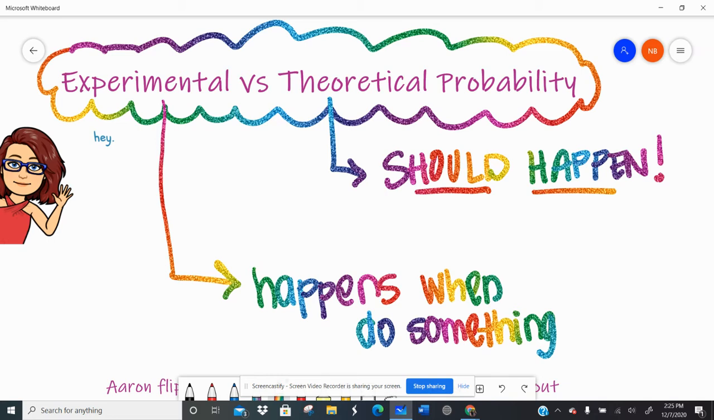When you're looking at an event, right? Sorry, I didn't explain that last part. I had a little, what we call a brain fart. All right, theoretical, what should happen, experimental, what does happen.